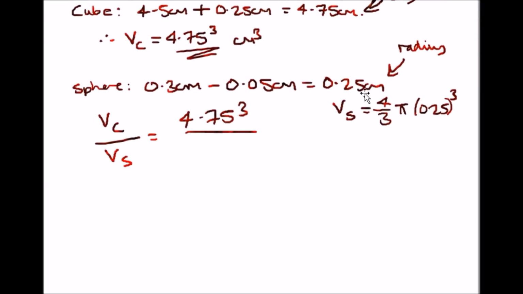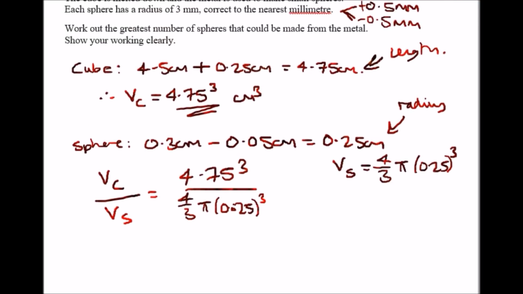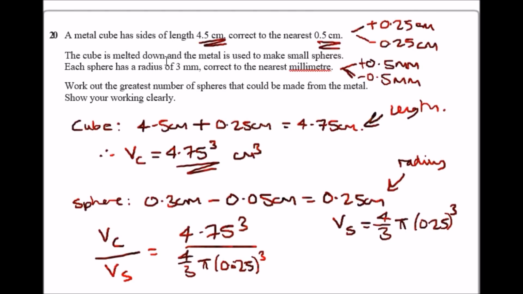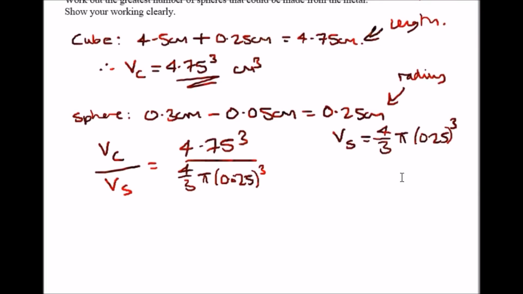So throw in the volume of the sphere below here. We should get 4 over 3 pi 0.25 cubed. So this formula for the sphere is actually in the front page. You'll find it in the front page of your exam booklet. And yeah, that's it. So work out the greatest number of spheres that could be made. So now put this in your calculator exactly as you see it. So 4.75 cubed over 4 over 3.